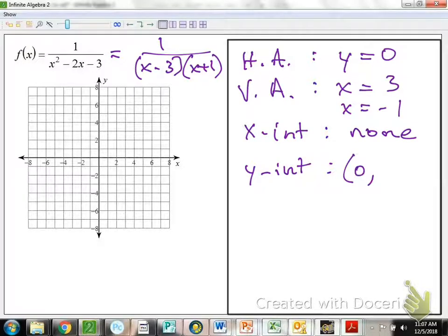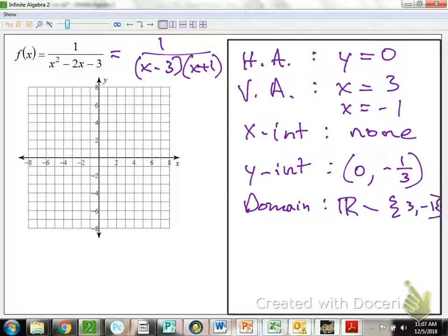X is 0. What is y? Negative 1/3. All right. What else? Domain. All real numbers except for 3 and negative 1. That's correct.